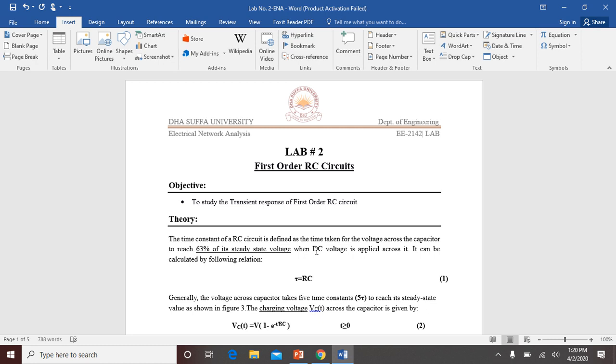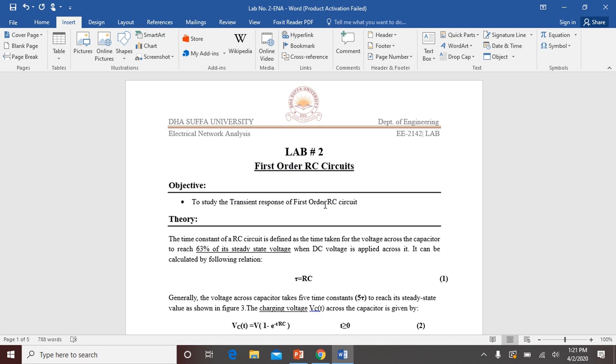We are starting with lab number 2, as we have already done lab number 1 in our class. This lab is about the first order RC circuit, in which we are going to study the transient behavior, or the transient response, of first order RC circuits. Before moving on towards the lab, we will first discuss what first order RC circuits are, and what first order circuits are in particular.